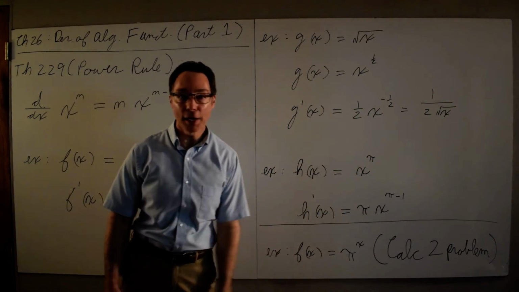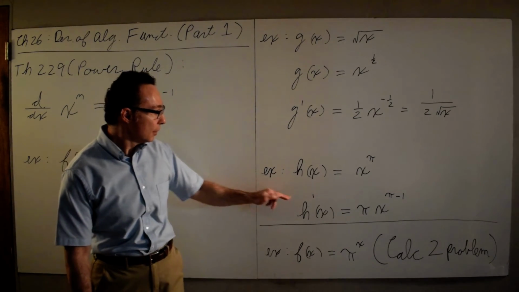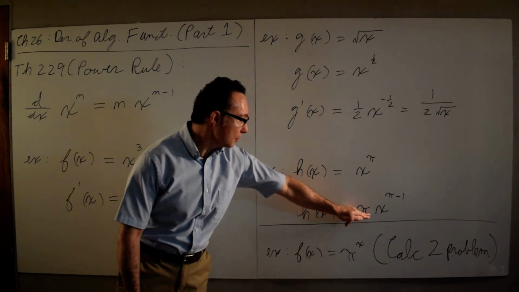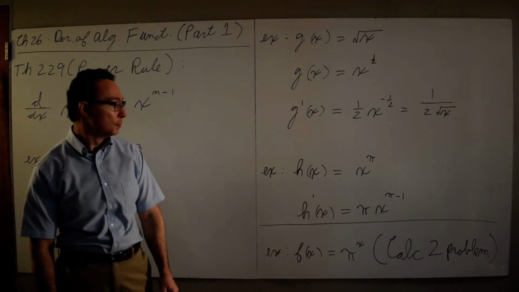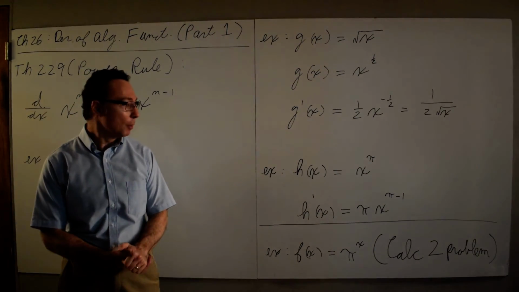Exponents don't have to be nice. We can have x to the pi. The derivative is going to be pi times x to the pi minus 1. And so that's what these three examples have in common.